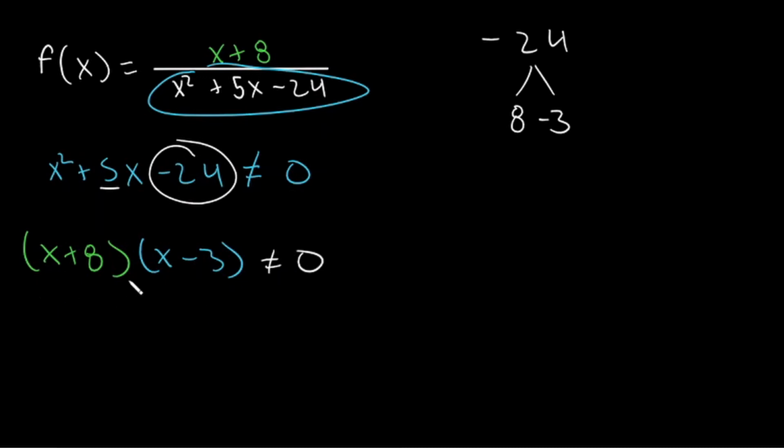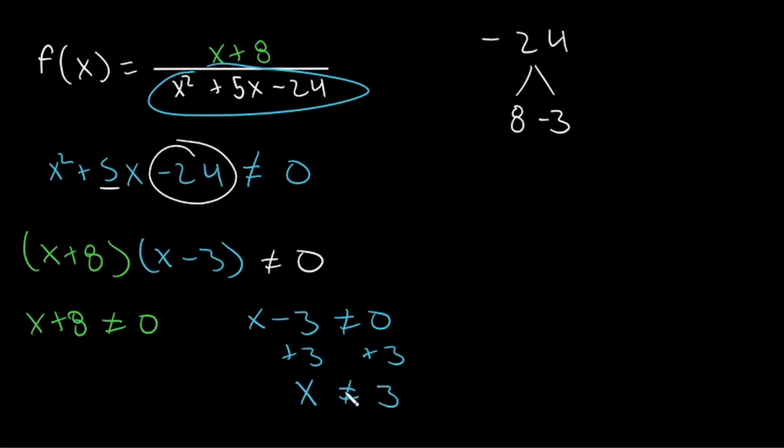So now we can split our factors and solve each one of them individually. So if we have x plus 8 cannot equal 0, and we have x minus 3 cannot equal 0. So let's start here. If we just add 3 to both sides, we will get x cannot equal 3. And then over here, if we do the same thing, we can subtract 8 on both sides, and we will get x cannot equal negative 8. So our function will be undefined at x equals negative 8 and x equals 3.